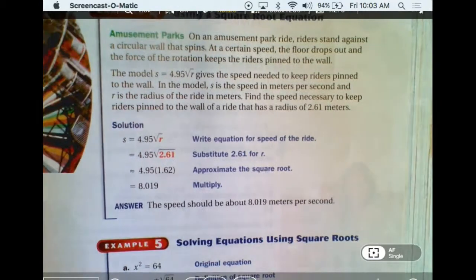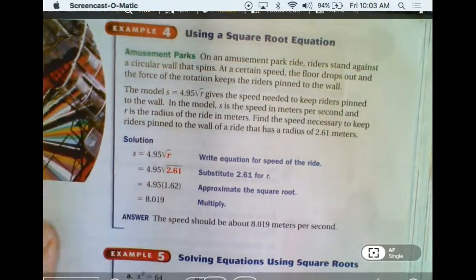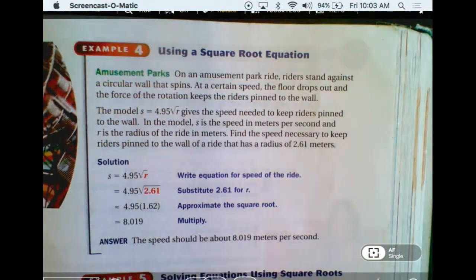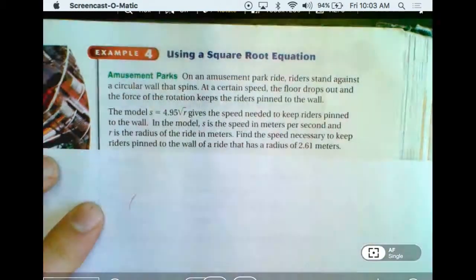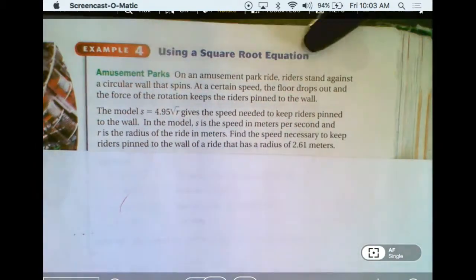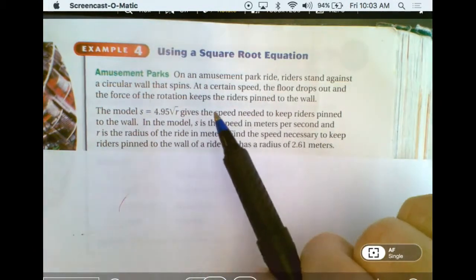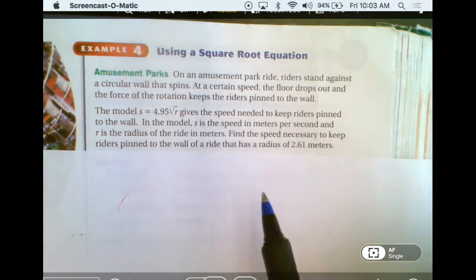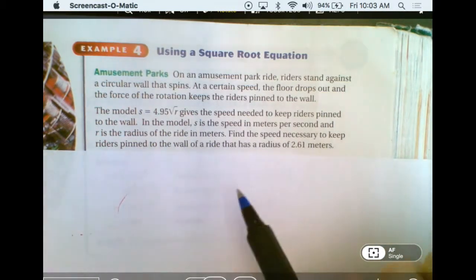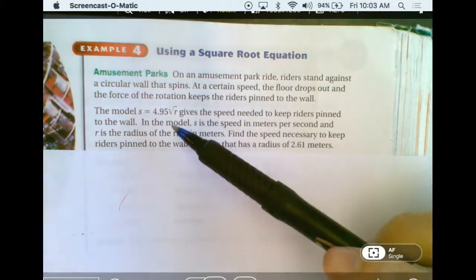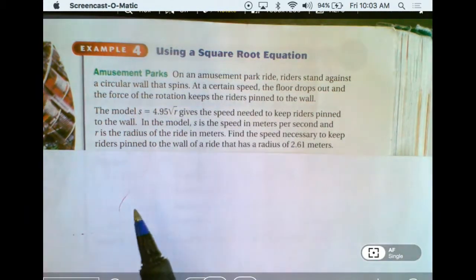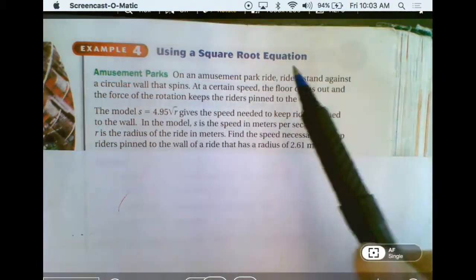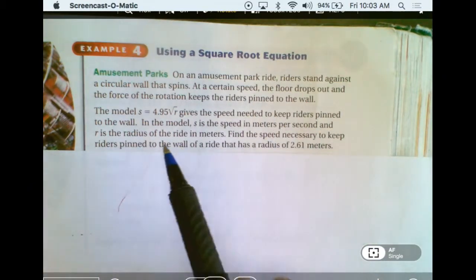Let's do one word problem, and then we'll be on our way. So check this out. On an amusement park ride, riders stand against a circular wall that spins. I have done this once, it's an awesome ride. At a certain speed, the floor drops out and the force of the rotation keeps the riders pinned against the wall. The model S equals 4.95 times the square root of R gives the speed needed to keep the riders pinned to the wall.